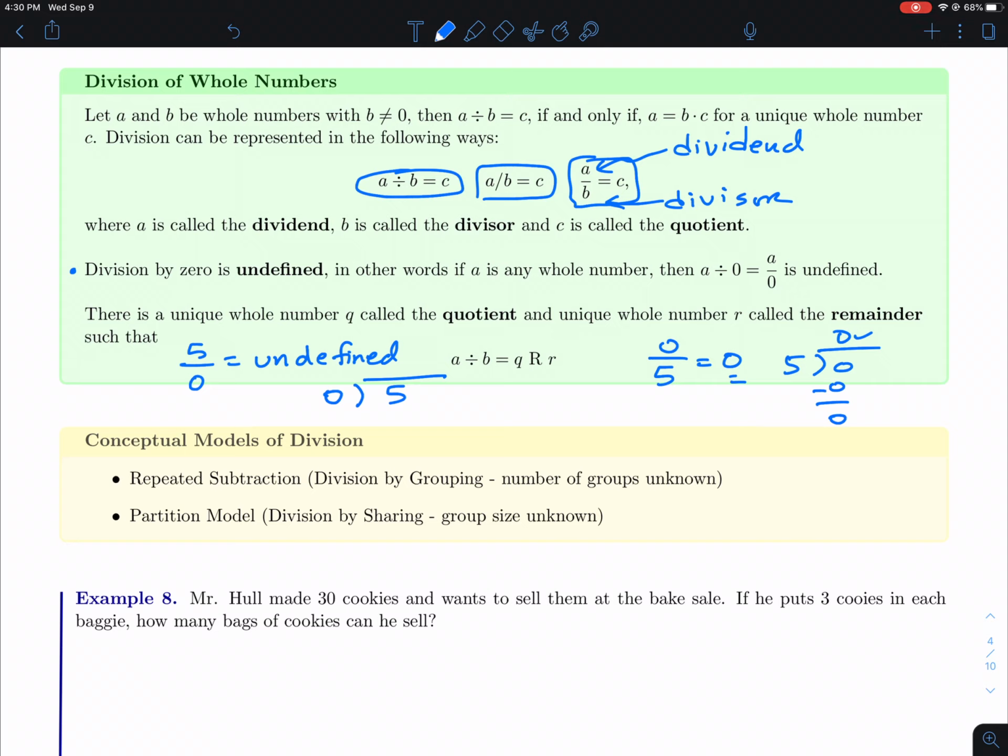So kind of keep that in mind, that if the 0 is on the top, everything's fine. Your answer is 0. If the 0 is on the bottom of a division, the answer is undefined or does not exist in that case.